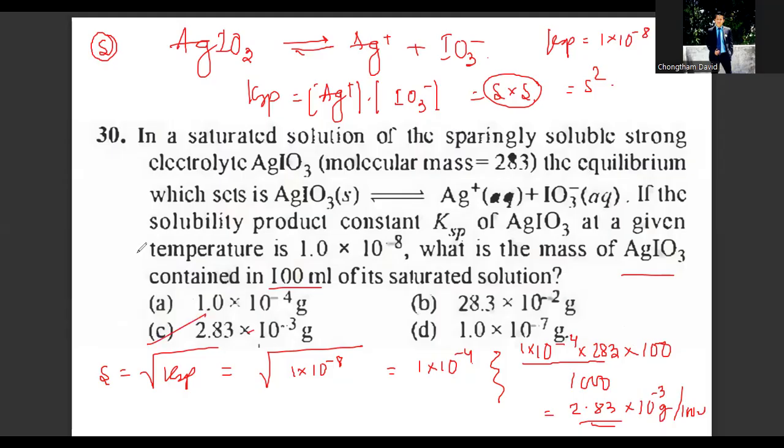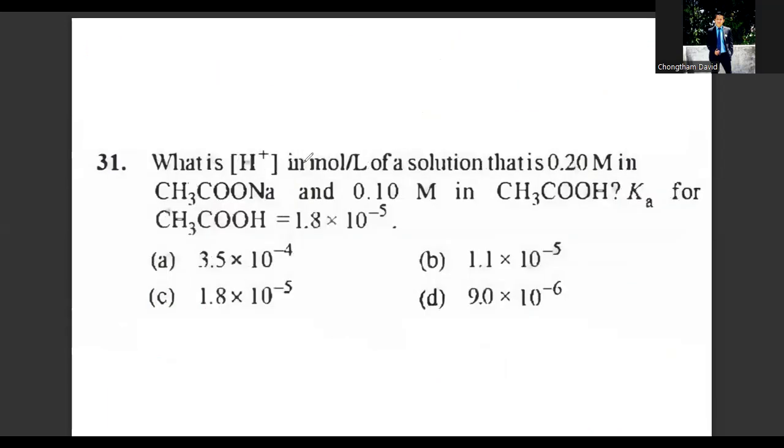Okay, let's read question 31. What is the hydrogen ion concentration in mole per liter of a solution that is 0.20 molar in sodium acetate and 0.10 molar in acetic acid? The dissociation constant of acid for acetic acid is 1.8 × 10 to the power minus 5.